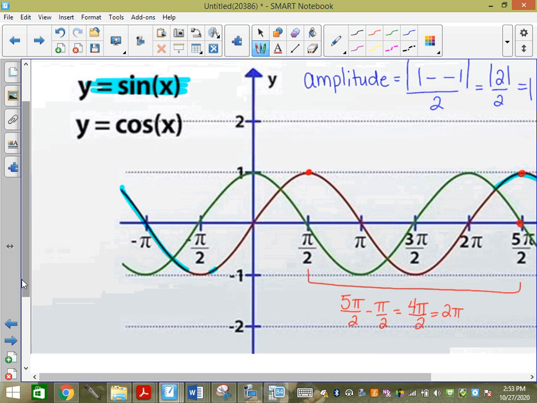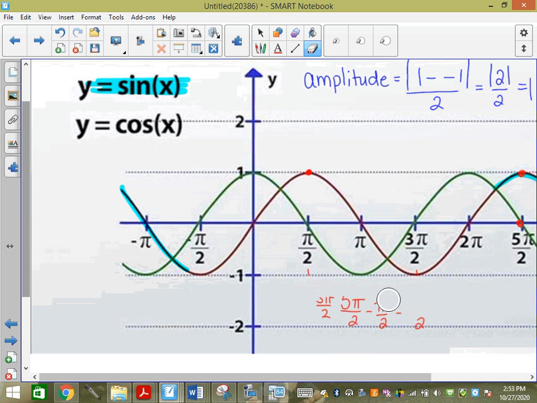Or I could go from minimum to minimum. If I went from this min to this min, I would actually not be able to go final minus initial because this one's negative. So I could go final minus initial as long as I went max to max, right? Or I can say, hey, I have pi over 2 to get me here, and then I have 3 pi over 2 to get me here, and I add them, and that's 4 pi over 2, which is 2 pi. Same thing, right?